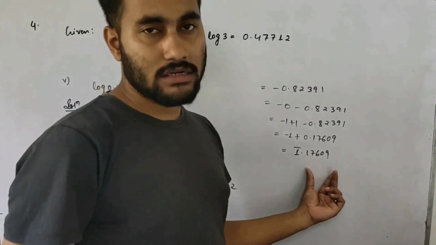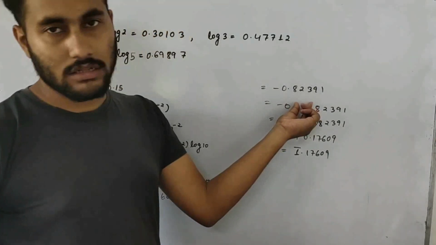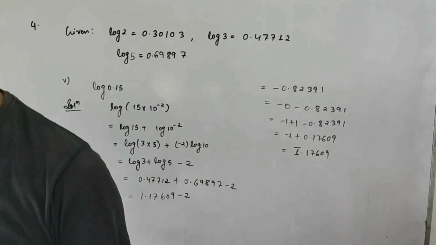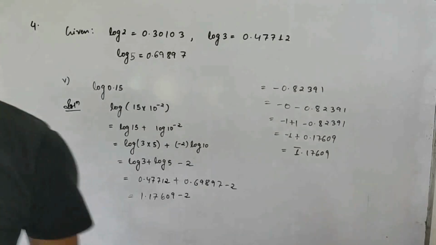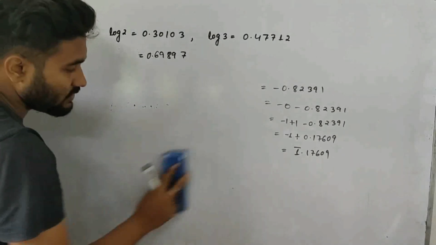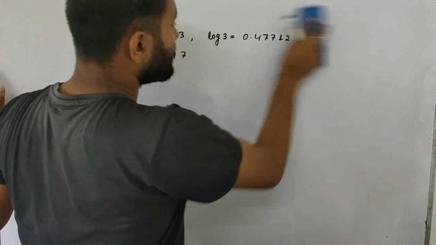So you have to make your mantissa positive. You cannot stop here in the answer sheet. Okay, done. So the rest you can try by yourself. Let us see question number 5. Question number 5 and question number 6 are very simple, and this type of question comes in the exam.